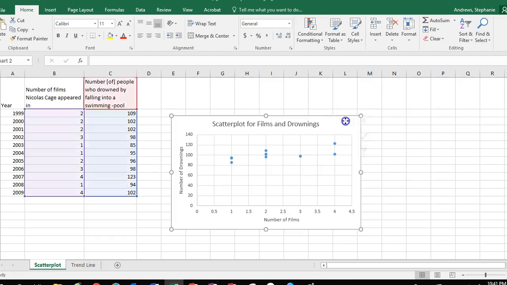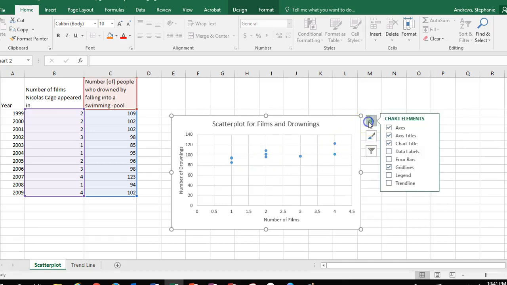So I'm back at the Excel spreadsheet. I'm back at our chart scatter plot that we made. And even looking at it, it appears that it's linear. It appears that it's going up a little bit. But let's find out. I'm going to click on the plus, and I'm going to go down here to trend line.